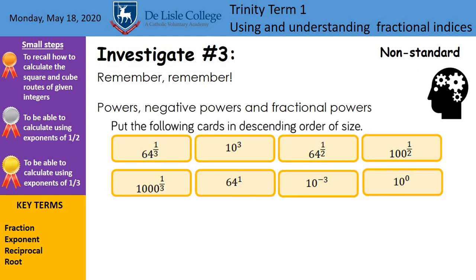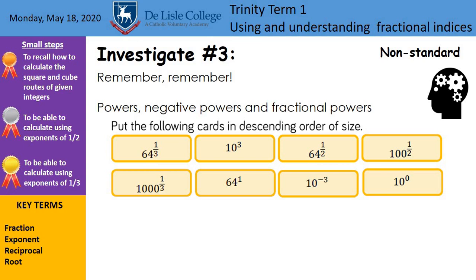Perfect. Right, this one here, take your time. So remember, it's bringing in our positive powers that we did a few lessons ago, our negative powers. Remember this idea of anything to the power of 0 and what that always equals, and fractions. So put the following cards in descending order, so biggest to smallest. So maybe find out what the answers are first. In fact, I would encourage that you do that. Then put them in order. Please pause the video as you do this.